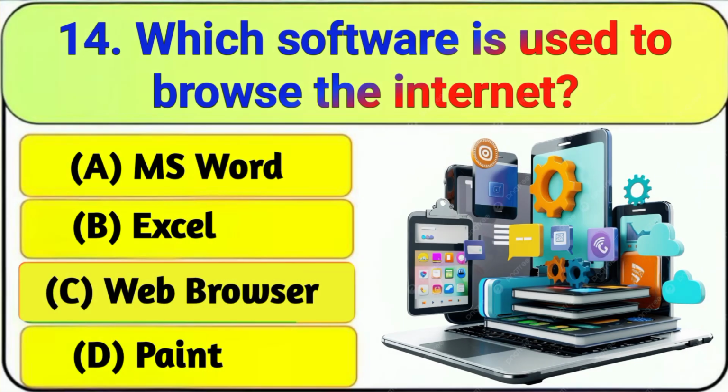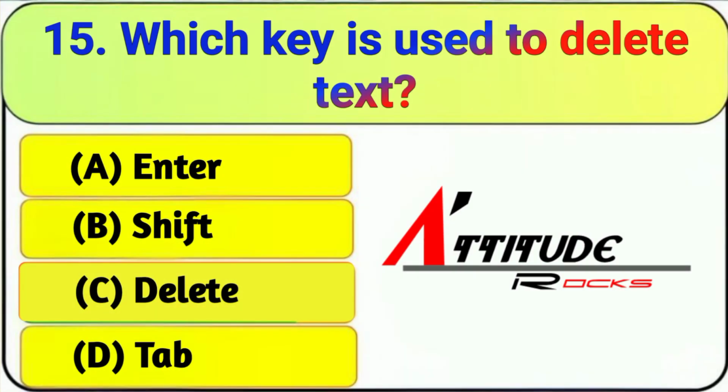Question number 14. Which software is used to browse the internet? A. MS Word. B. Excel. C. Web browser. D. Paint. Your right answer is C. Web browser.